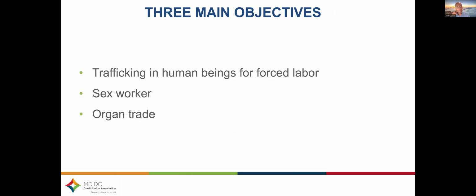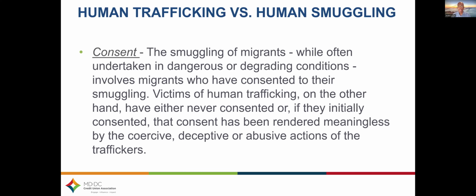When you're looking at the main objectives for human trafficking, it is forced labor, sex work, organ trade. These things do take place, and you can see that in some states it's even more so than others. You should know the difference between human trafficking and human smuggling. One of the main differences is consent. In smuggling of immigrants from one country to another, they have agreed, they consent to be moved from one place to another. They consent: hey, help me move from this country to this country or wherever I'm trying to go.